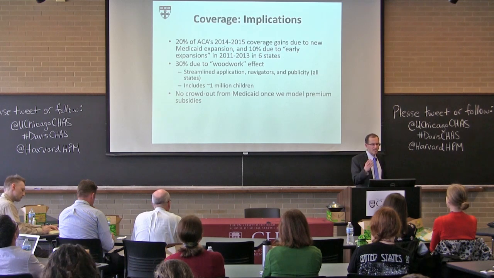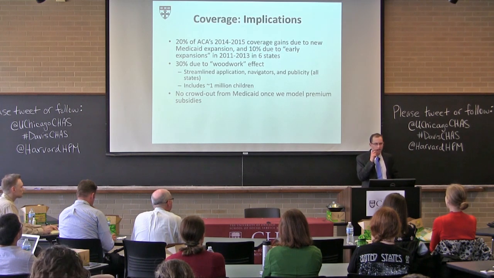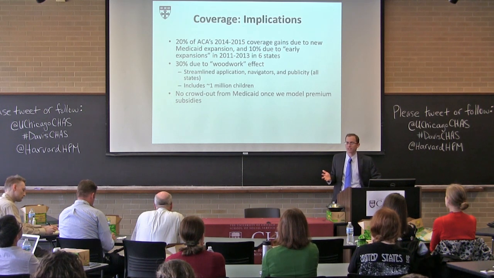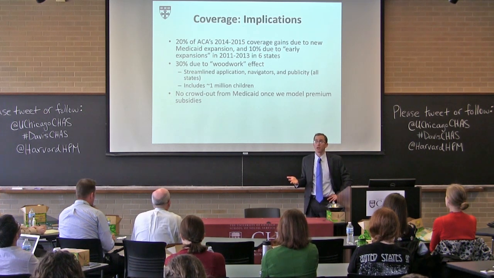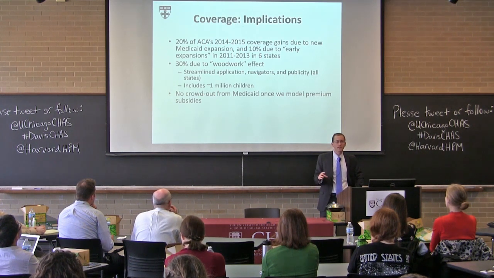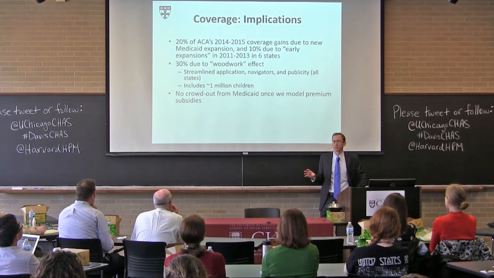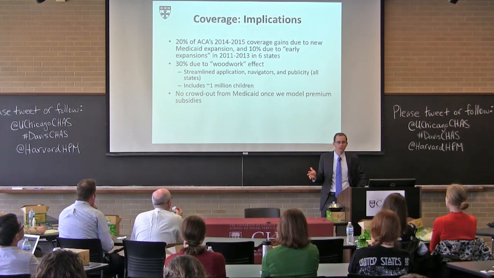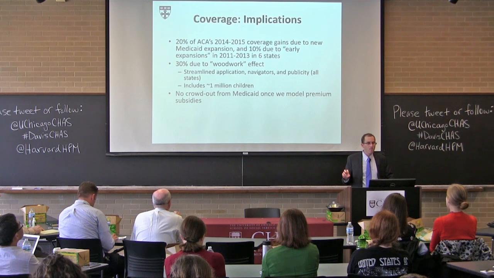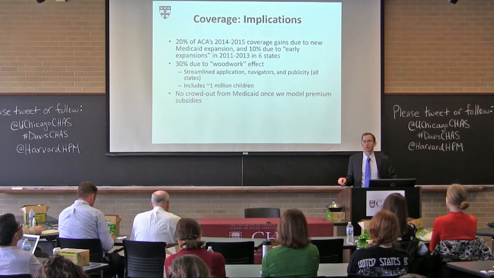So what are the implications? I kind of hit on most of these as we went. I guess one point to add here is that the woodwork effect or the welcome mat effect, of additional people who are already eligible signing up, a lot of them are kids. So this is a group that broadly has high rates of eligibility for Medicaid, because Medicaid and CHIP are really the bulwark of children's coverage in this country. And many of the children were not enrolled even though they were eligible.